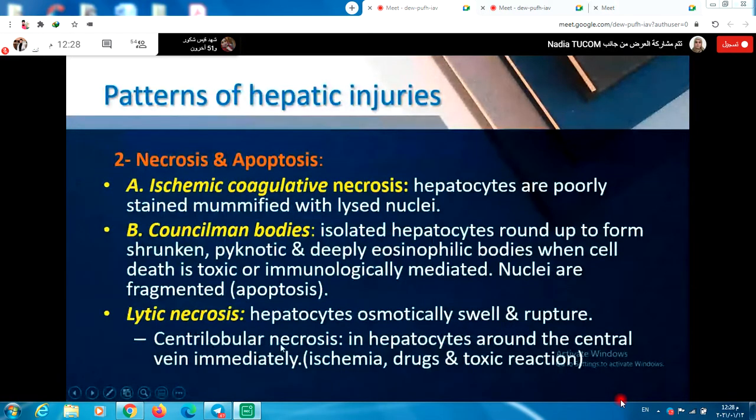The centrilobular necrosis: as I say, the hepatocytes around the central vein are the first to be necrotized or to be affected by toxic insult and hypoxia, especially in ischemia or drug-induced hepatitis, and again any toxic reaction.